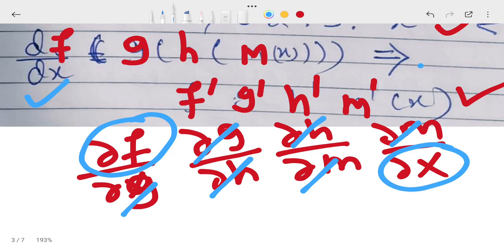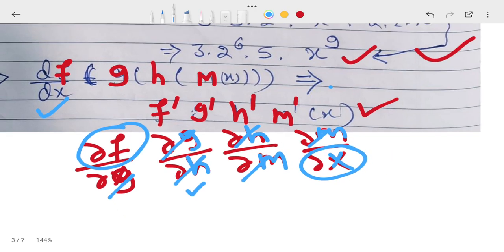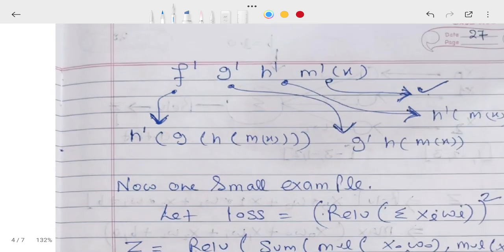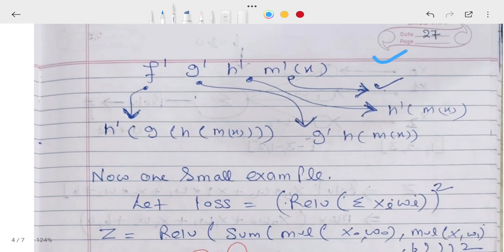Because inside g there is an h, I can differentiate g only with respect to h, and h only with respect to m, and m I can differentiate only with respect to x. This is the meaning of chain rule. Okay, I think that you understand. So here also I tried to explain the same thing.